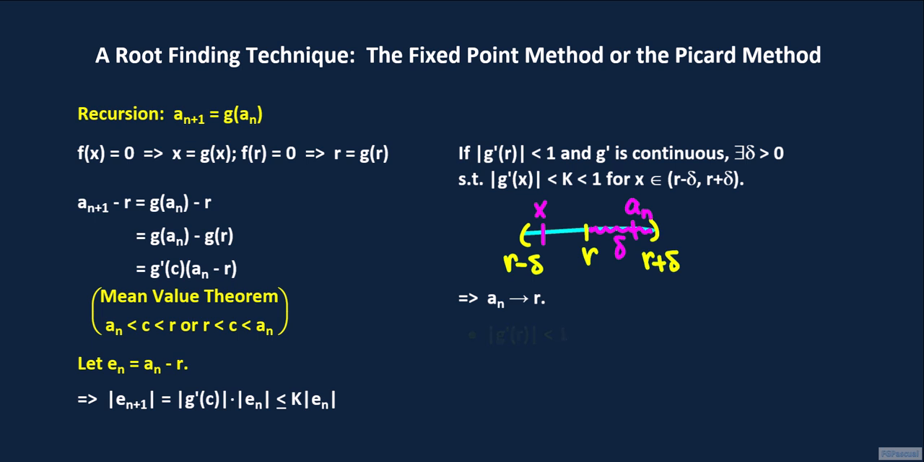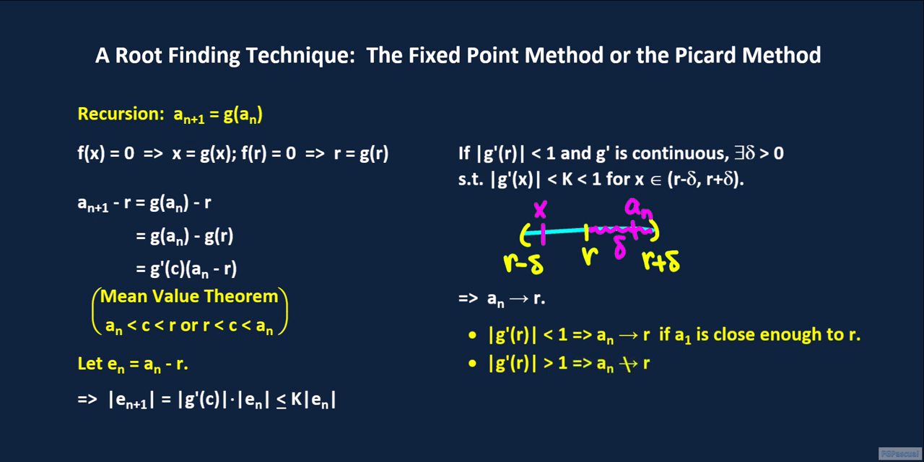To summarize, if the absolute value of g prime of r is less than 1, the sequence of estimates converges to r if a sub 1 is close enough to r. If the absolute value of g prime of r is greater than 1, the sequence of estimates will not converge to r, that is, if a sub n is never equal to r. One can get mixed results when the absolute value of g prime of r equals 1.